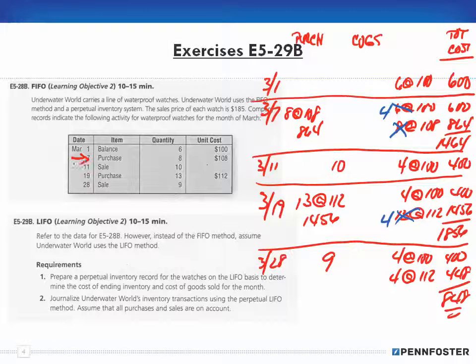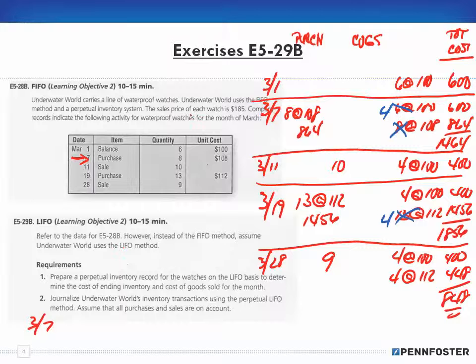But now on 3.7, we're purchasing 8 units. Okay, and we're purchasing them on account. So when we're making a journal entry, am I affecting cash? No. Am I affecting accounts payable or accounts receivable? Yes, I'm affecting accounts payable because I'm buying these 8 on account. I mean, that's what the setup of the problem says.